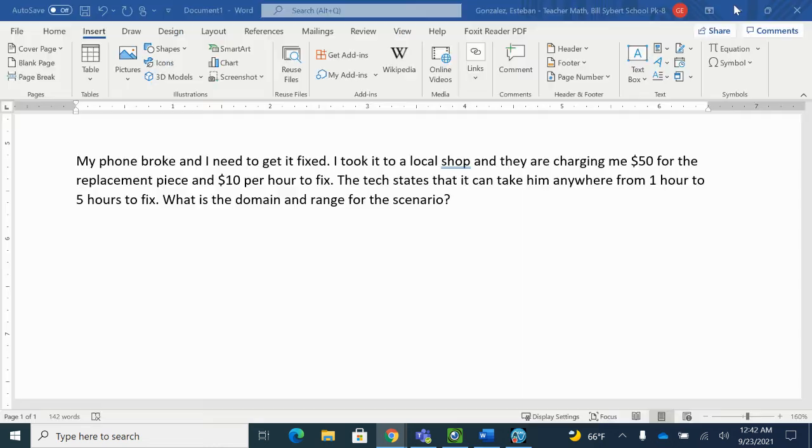All right, last two examples here. Go ahead and pause the video and copy this problem down. I'm going to start talking about it. This problem, we'll give it a little scenario. My phone broke and I need to get it fixed.